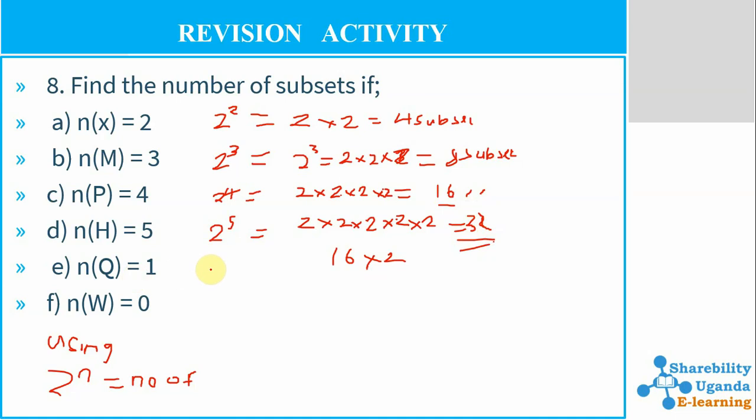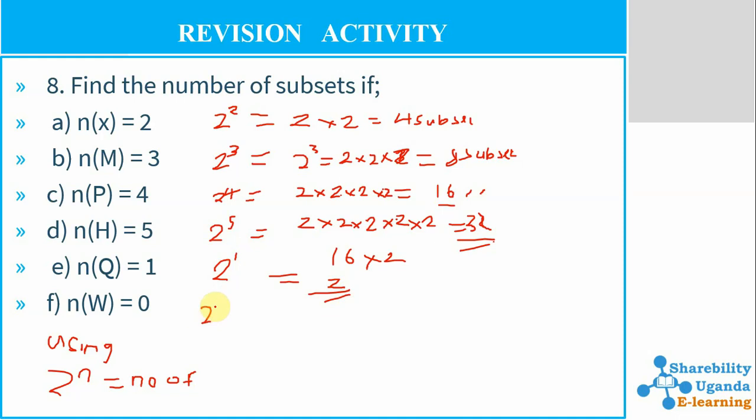Then also we have another one, which is part E. We have the number of elements in Q. In Q there, they are 1, which means 2 to the power 1, and this is going to be equal to 2. They are going to be 2 subsets. So we said any number to the power 1 is that number.